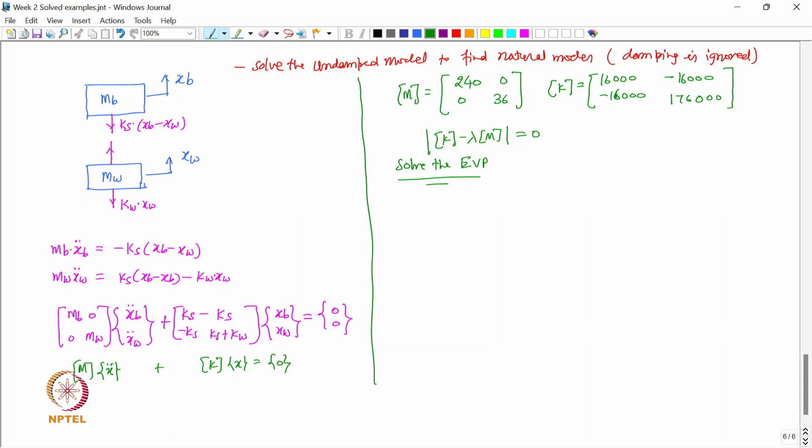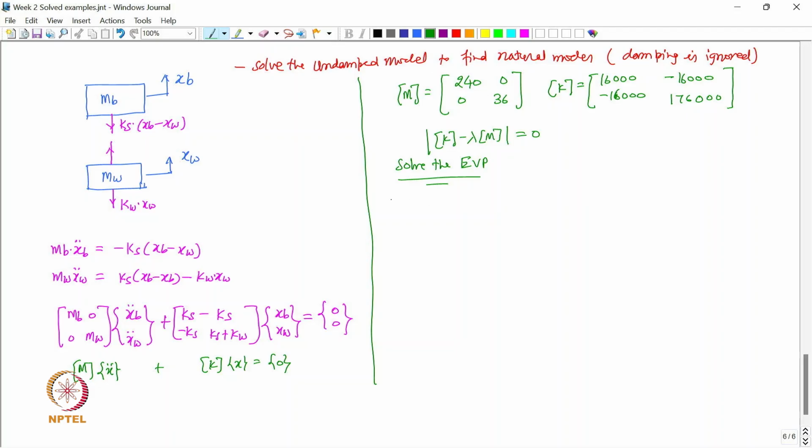When you solve this eigenvalue problem, you get eigenvalues and eigenvectors, and then we can find the natural frequency and mode shapes by taking the square root of the eigenvalues and then substituting the eigenvalue in the parent equation and solving for the eigenvector. So, I will now directly write the results, you can just proceed with this.